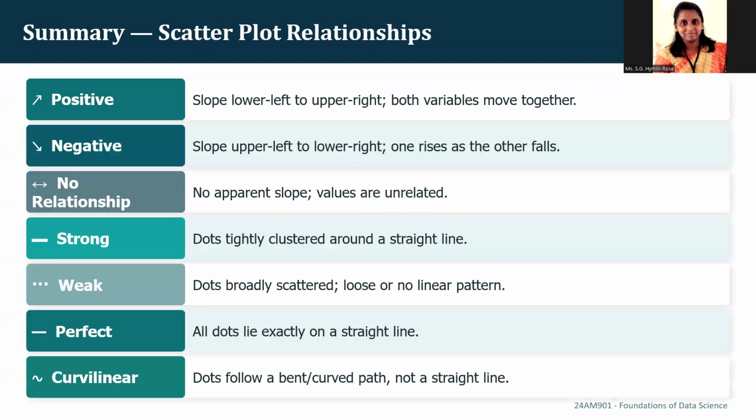So what have we discussed? We have discussed the positive relationship, negative relationship, no relationship, strong, weak, perfect, and curvilinear relationships, and how they are represented in a scatter plot, a scattered diagram.